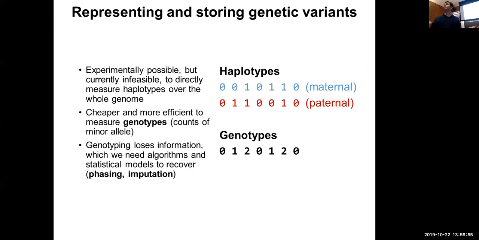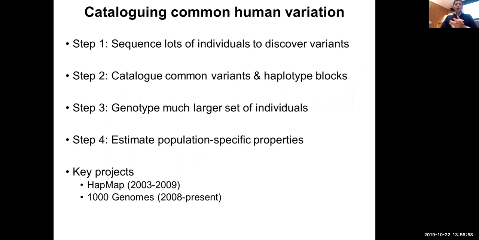Okay, awesome. All right, so how do we even catalog common genetic variation? We have to first sequence lots of individuals to discover the variants in the first place. Then recognize which of these variants are common, and then combine these variants into haplotype blocks. Once you have these haplotype blocks, you can then genotype a much larger set of individuals. And the reason for that is that you've already mapped the common variation, so you don't have to do sequencing anymore, you can just do genotyping.